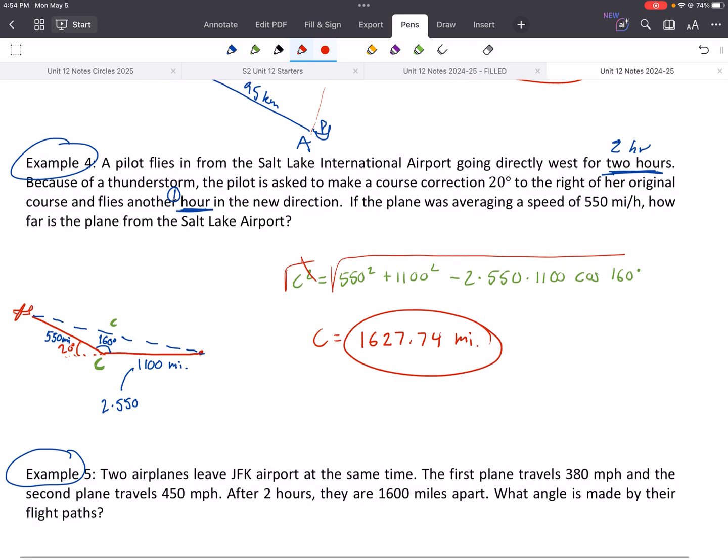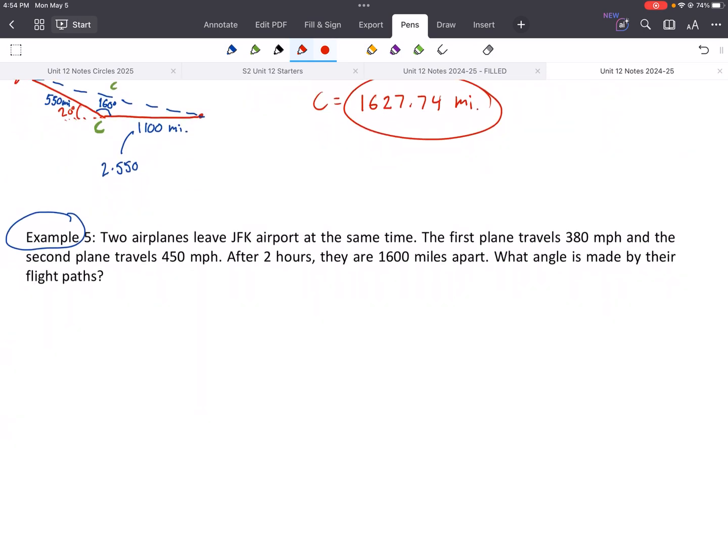Okay. All right, last one. It says 2 airplanes leave JFK. I'm actually going to go there soon. But anyways, JFK Airport at the same time. So here we have like our tower. Here's my little tower. And our airplane goes in 2 different directions. We have one going that way maybe and one that's going this way.